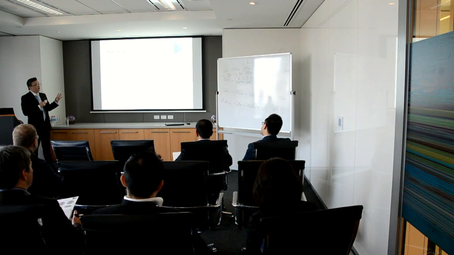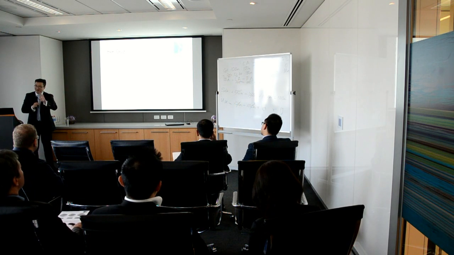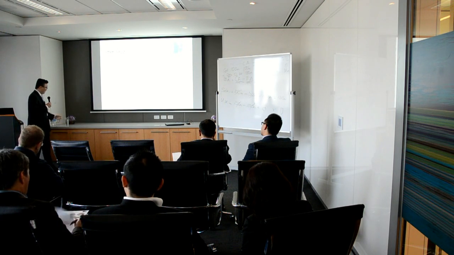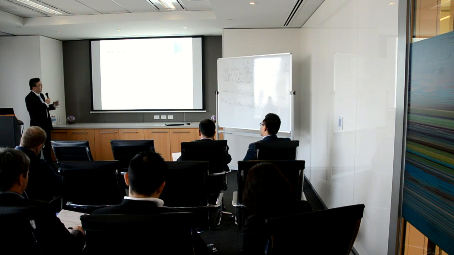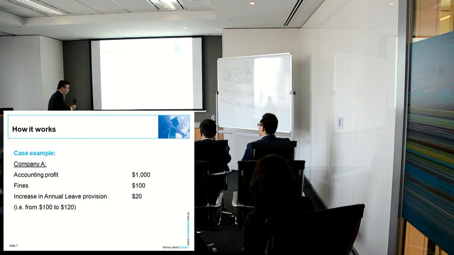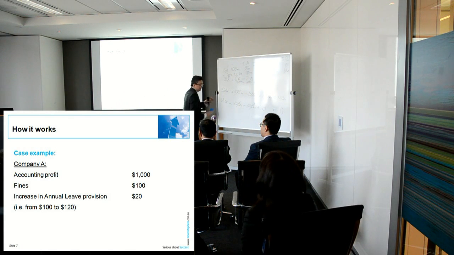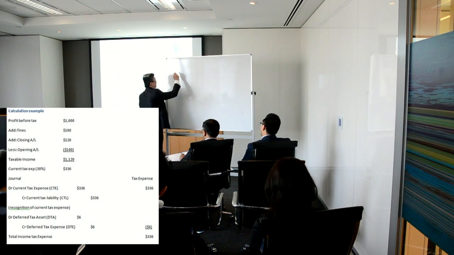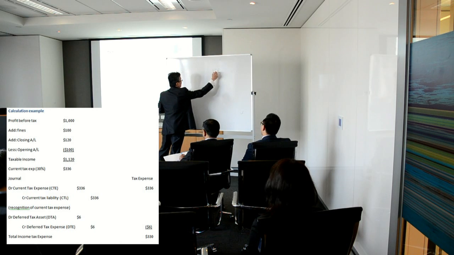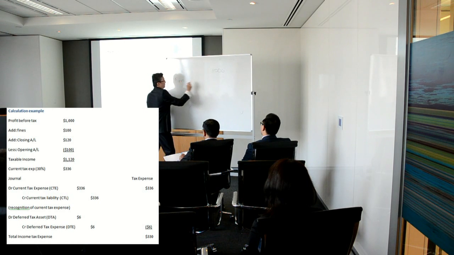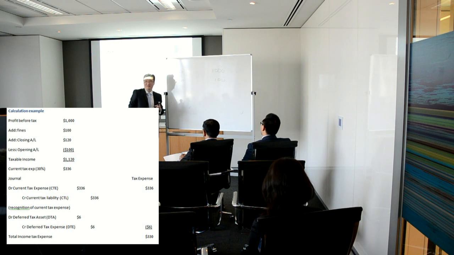So next, let's look at a simple example to get an understanding of the current tax expense and deferred tax expense and how that is calculated. So have a look at the example on the screen. Firstly, we need to calculate our current tax expense. So we start with our profit. Add back our fines.